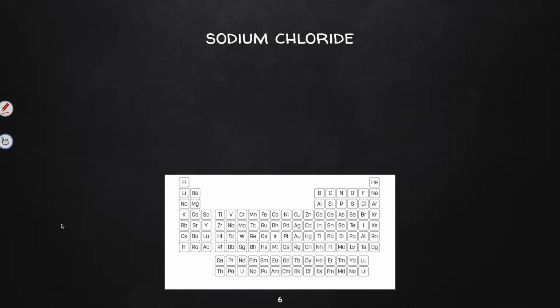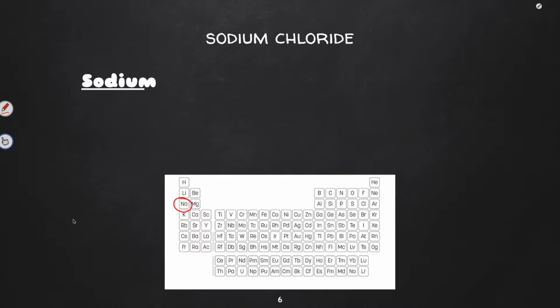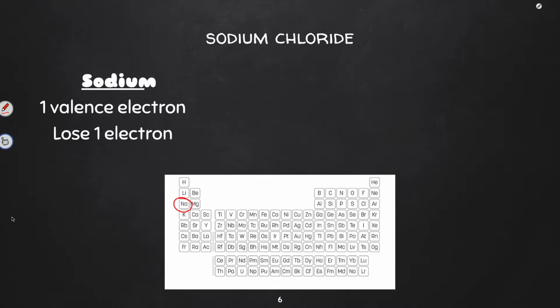Let's try an example. First, we have sodium chloride. Sodium is found in the first column of our periodic table. We know that it has 1 valence electron. It's either going to want to lose 1 valence electron or gain 7. We know that electrons are lazy, so it would be a lot easier to lose 1 electron. That would give our sodium a +1 charge. Remember that electrons are negative, so everything is backwards.